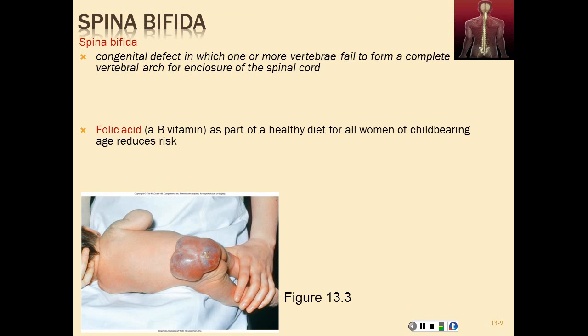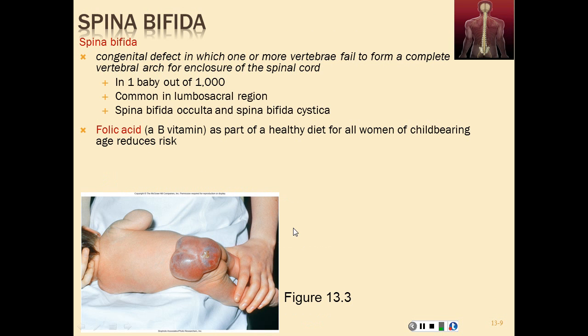Now spina bifida, we've heard of spina bifida before. It's a congenital defect in which one or more vertebrae fail to form a complete vertebral arch for enclosure of the spinal cord. So the spinal cord is not completely closed. You're going to have part of the spinal cord being exposed. Now 1 out of 1,000 babies are affected by this defect. And the most common region that you'll see it in will be the lumbosacral region.